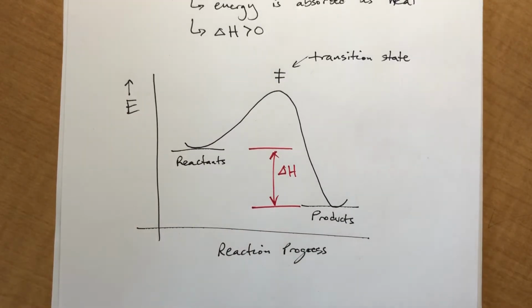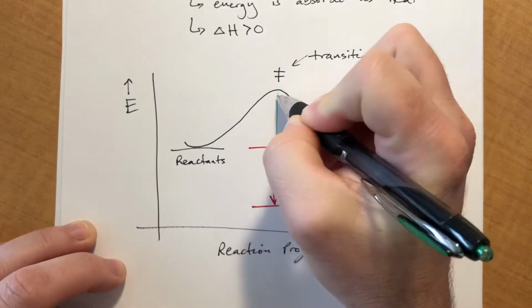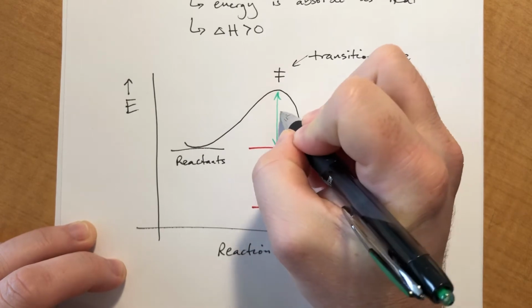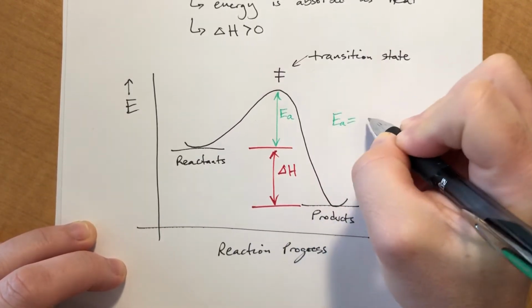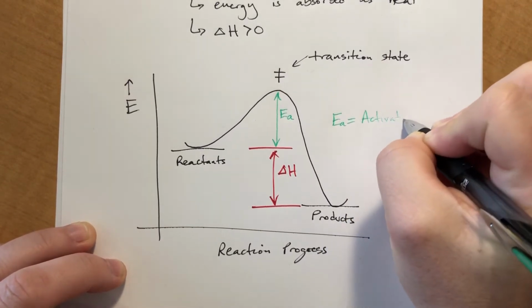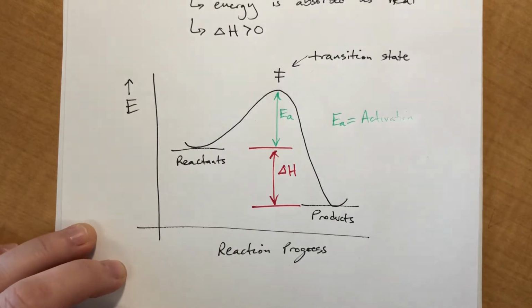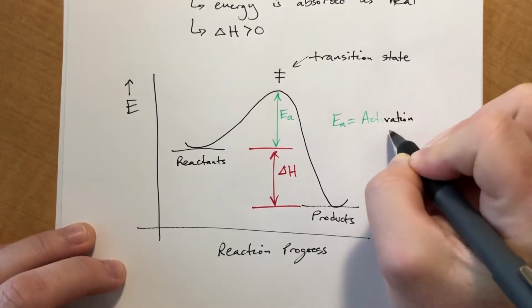And the difference between the reactants and the top of this is something called the activation energy. We'll do it like this. E sub A equals activation energy. And my pen is dying. Well, we're about to switch colors. Activation energy.